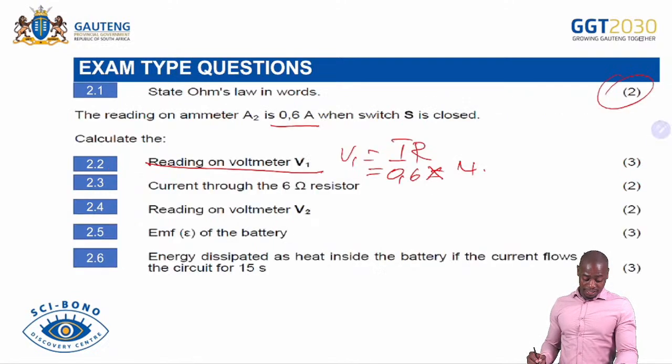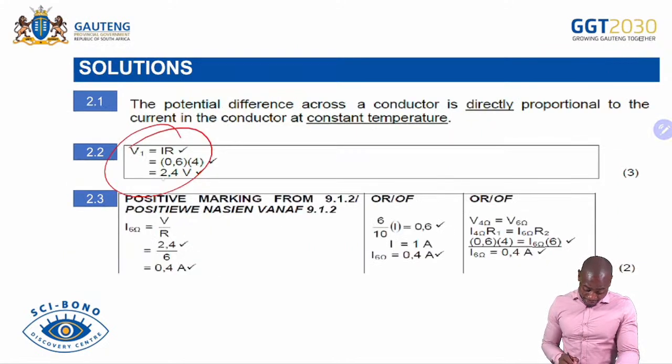So let's check the second question. Current through the 6 ohm resistor. The 6 ohm resistor is connected in parallel. So what is the same? Let's check here. What is the same is the potential difference. So current is V over I, V is 2.4.